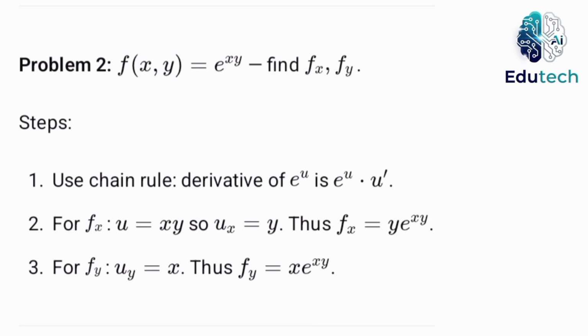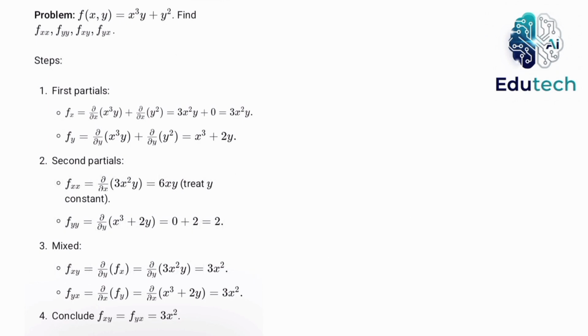So we can move on to the third question. f(x,y) = x³y + y². We can find fxx, fyy, fxy, fyx. First partials. fx is equal to ∂/∂x of x³y plus ∂/∂x of y², which is 3x²y plus 0. So we get the answer 3x²y. fy is equal to ∂/∂y of x³y plus ∂/∂y of y². So we get the answer x³ plus 2y.